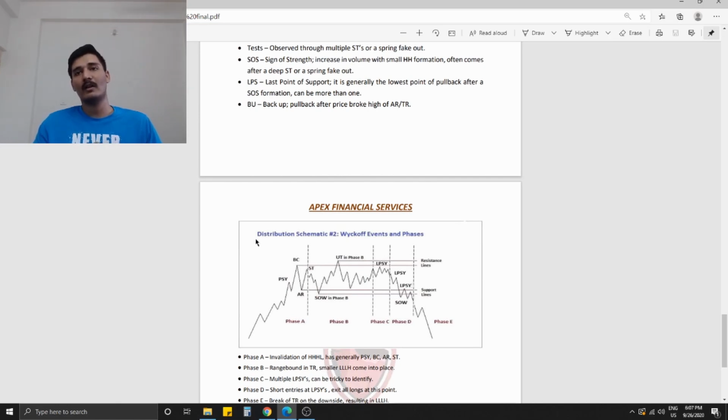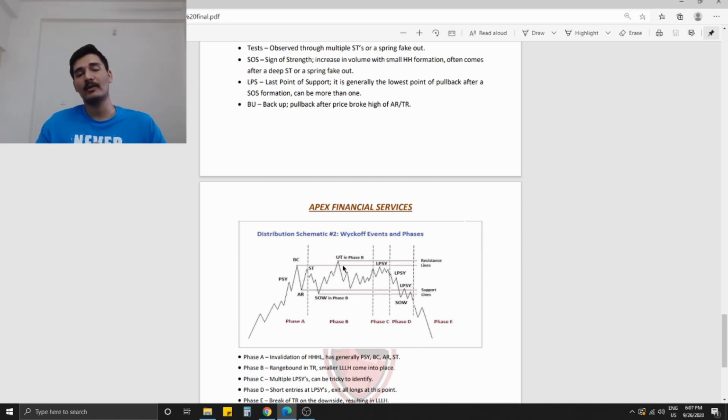The only thing common are the 5 phases A, B, C, D and E. Instead of preliminary support, we have preliminary supply, PSY. We have buying climax instead of selling climax. Automatic rally stays the same. We have secondary tests, but on the opposite side. Instead of sign of strength, we have signs of weakness. And instead of multiple or a lot of secondary tests, we have upthrusts, where the price is trying to break that buying climax range on the upside.